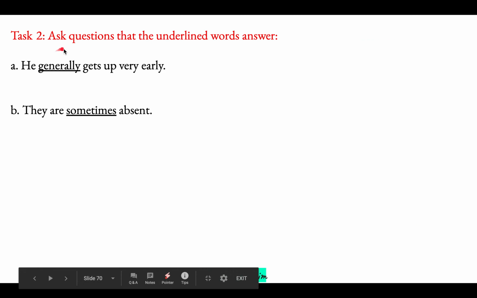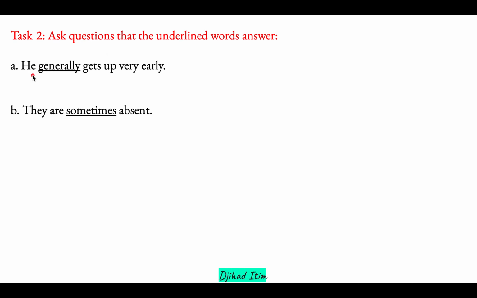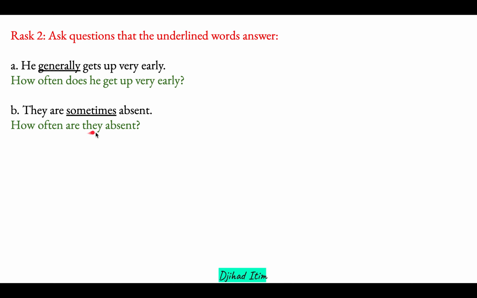Task 2. Ask questions that the underlined words answer. So the answer is, he generally gets up very early. What's the question of this answer? How often does he get up very early? How often? So he generally gets up very early. Second, they are sometimes absent. How often are they absent? So they are sometimes absent.